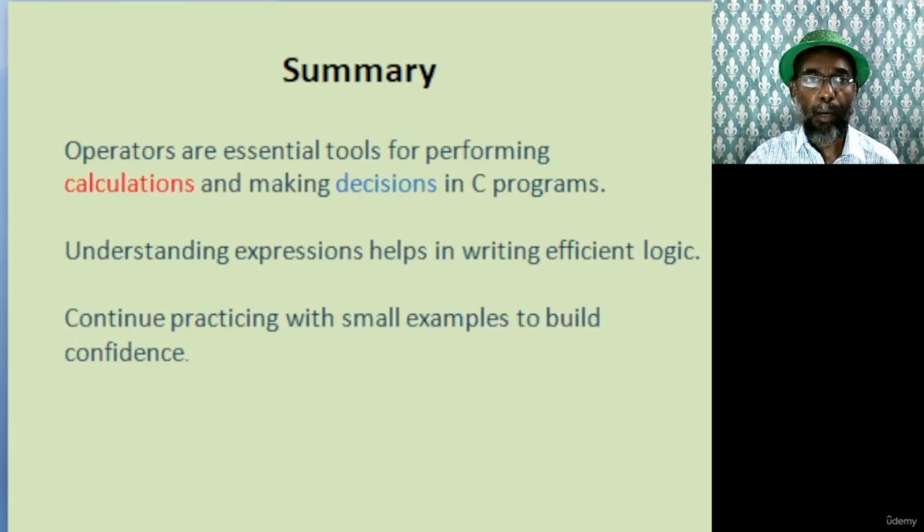Now summary. To wrap up, you have learned five key types of operators. You understood precedence and associativity, how C decides what to do first. You practiced writing expressions that produce results. You saw how to use all of this to make decisions in your program. This topic is more than a study of symbols. It is how C thinks.